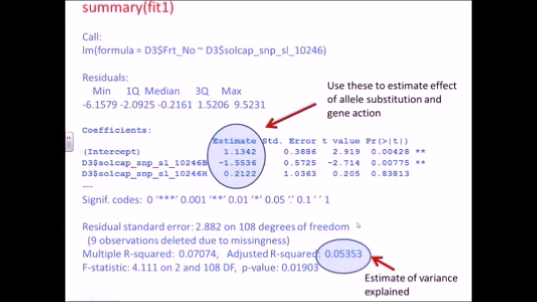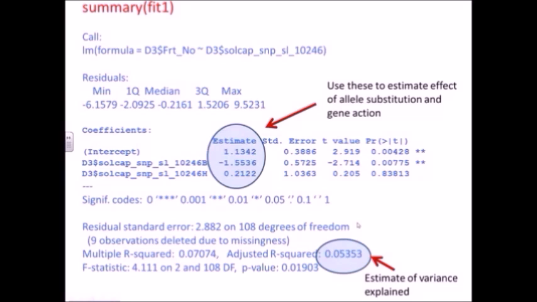So moving back to R, we can use the summary command on the object fit1, and that's going to give us two really important things. One is our R² value. The other is estimates associated with each of the alleles or allele states.